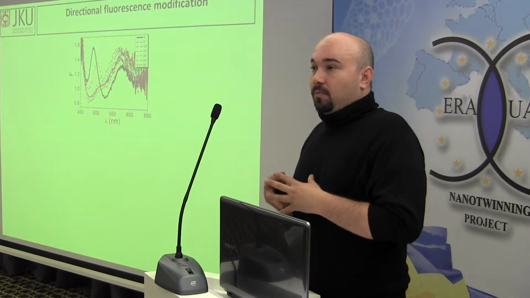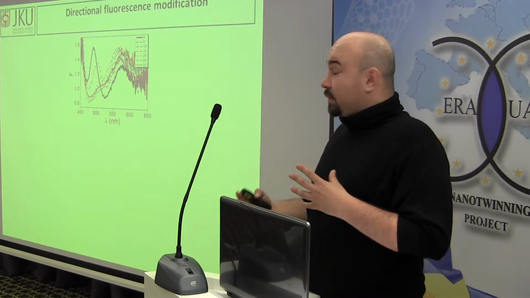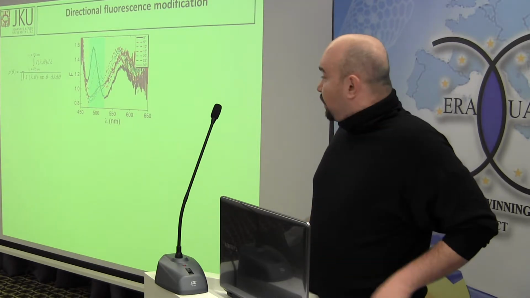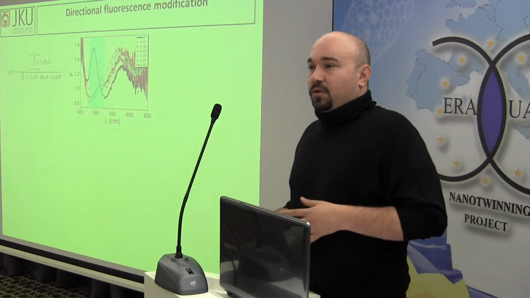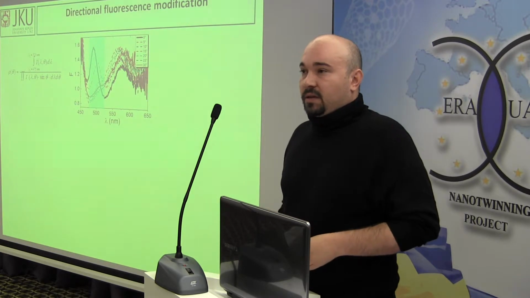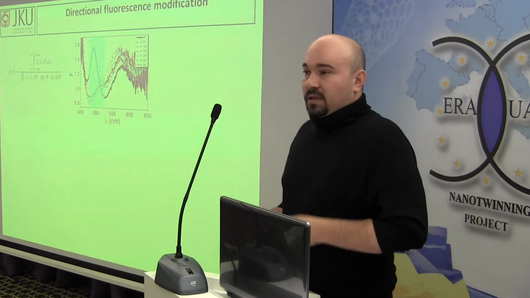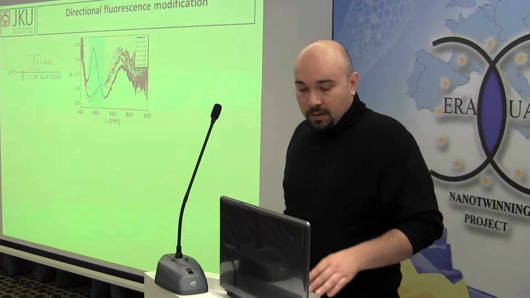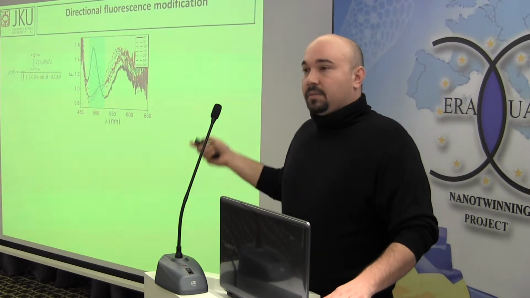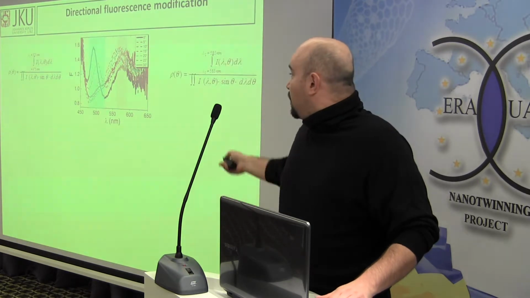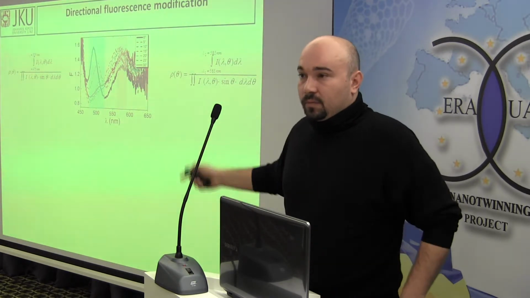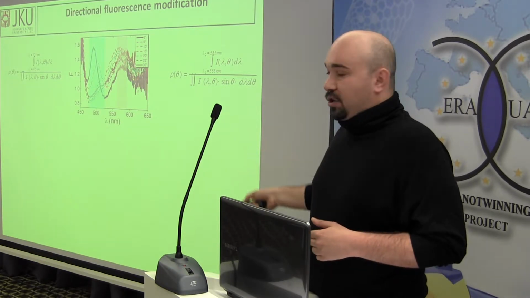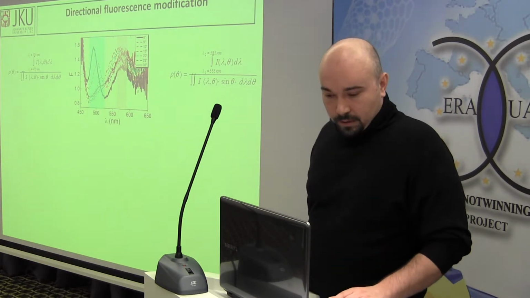When we now want to quantify the directionality of our fluorescence modification, we have to determine the number of photons emitted in a specific solid angle and normalize it by the total number of photons, and we do it by this formula. And we analyzed our directionality for the spectral region of the dispersive feature and for the spectral region of the non-dispersive feature.